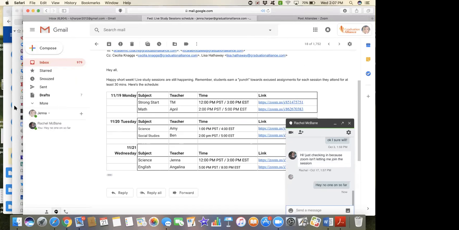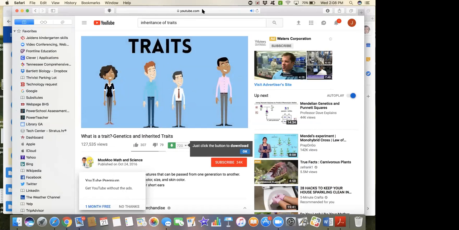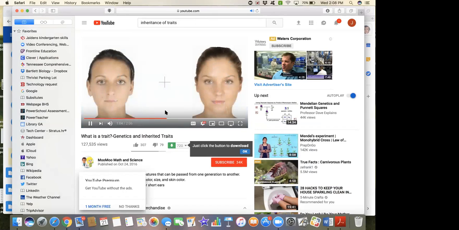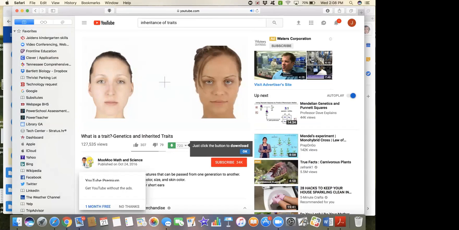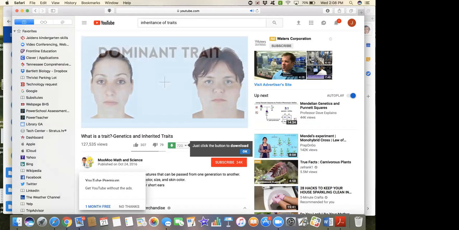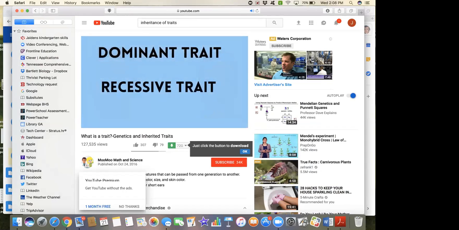There are different forms of the same trait. In this next video, notice the different shapes of the noses. These would be examples of alleles because they are different forms of the same trait. It can also be dominant or recessive. Each individual has two alleles for each gene, one coming from each female and the other from the male.